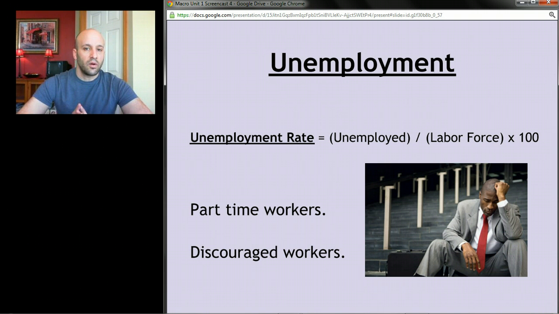The other distinction are what are called discouraged workers. Discouraged workers are people that have dropped out of the labor force because they're so tired of looking for a job and failing. Now this does funny things to the unemployment rate. Let me go back to the bar graph.